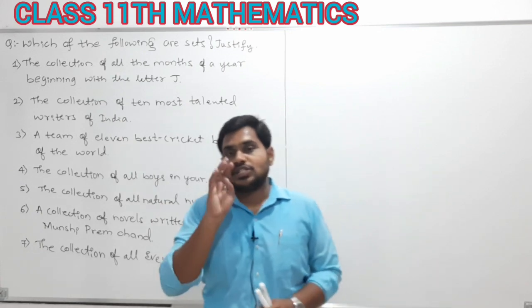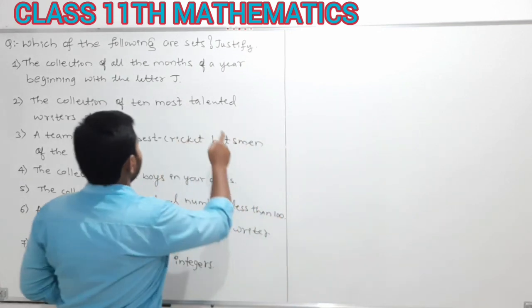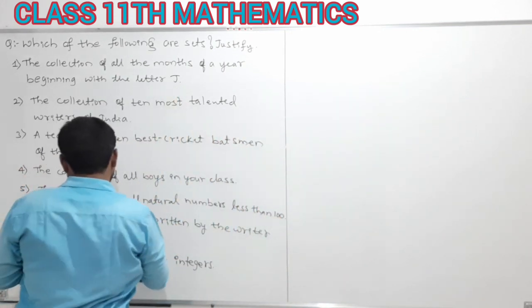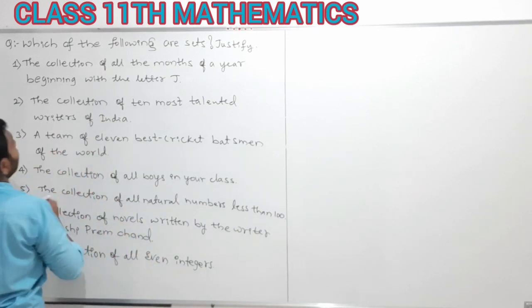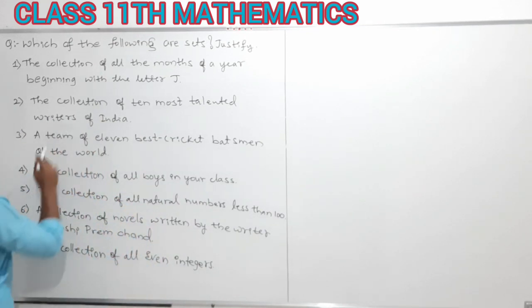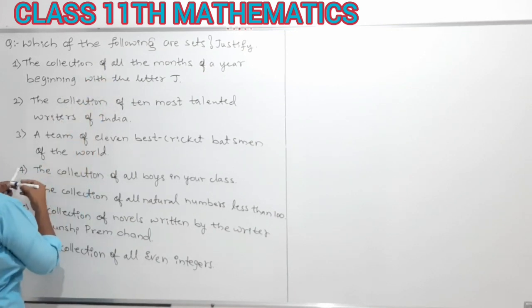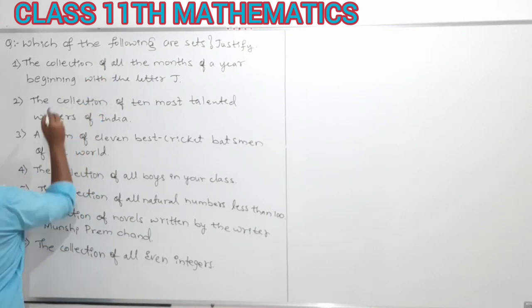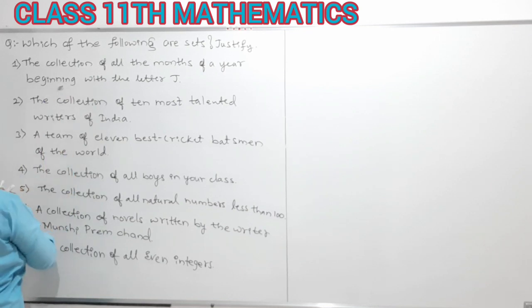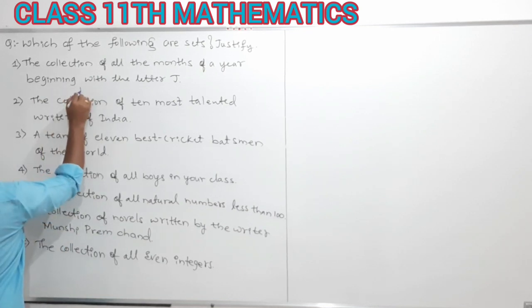So what are those? January, yes. January starts with J. So therefore I'll write here. What are the elements contained in this collection? First one I'll write here: January.